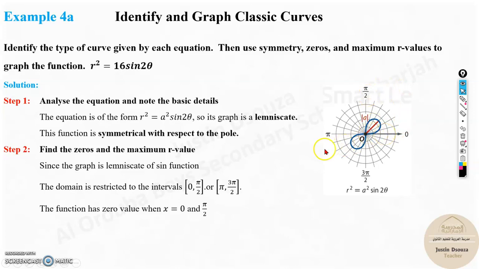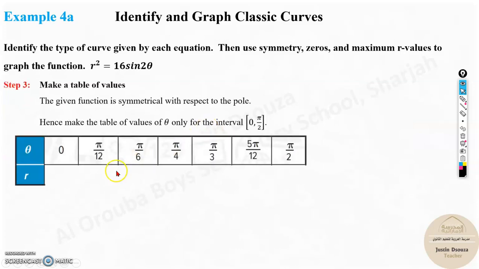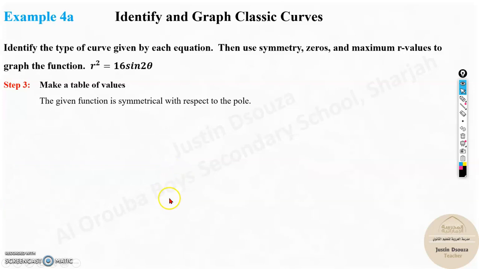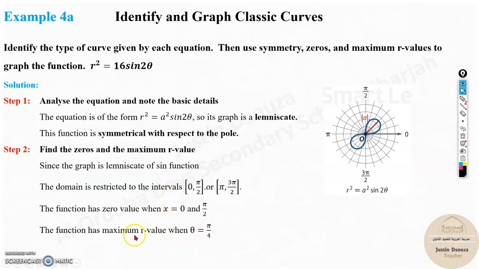So these are a few things. And then what else do we have? The maximum value. Now the maximum value depends; we will see it when we graph, and we will generally get the answers. See, where is the maximum value happening? It is at pi by 4. So our maximum value is at pi by 4.